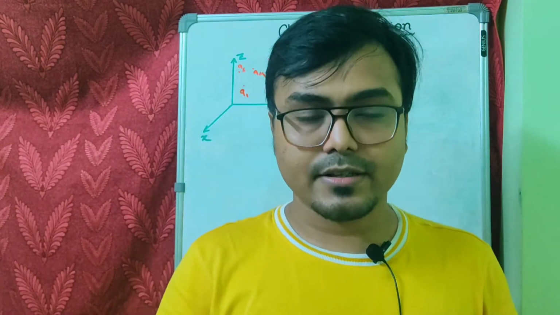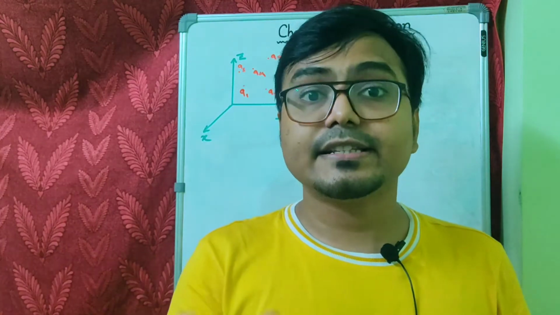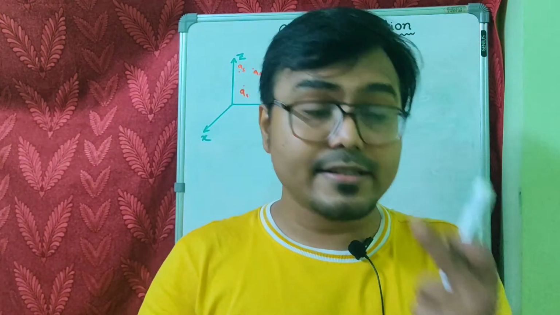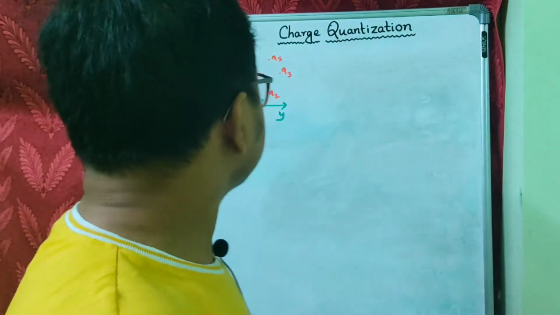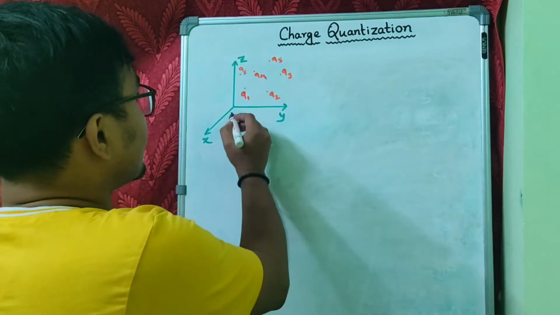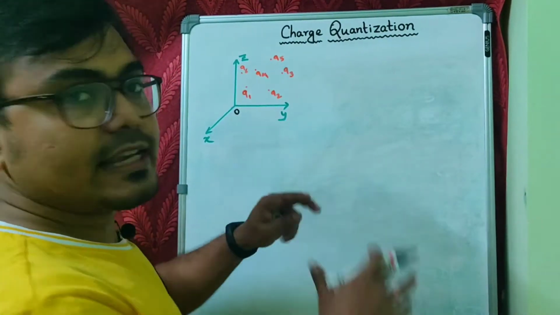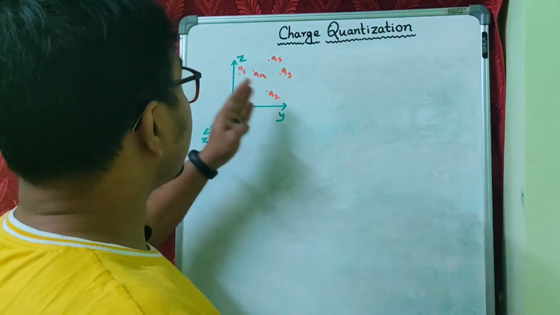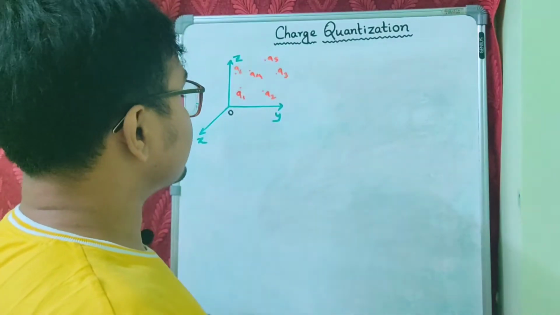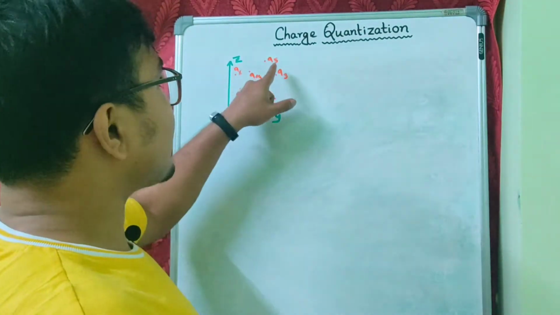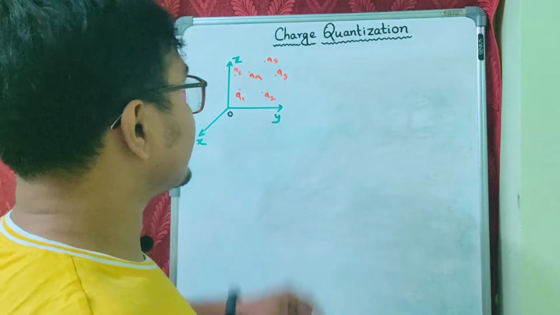Now we will discuss these charges in rest or stationary condition. That is why I have mentioned the word electrostatics. What does statics mean? It means the charges are in stationary or static condition. So we have taken this three-dimensional coordinate system XYZ, and in this three-dimensional space we have considered 6 charges. These charges are in stationary or static condition.